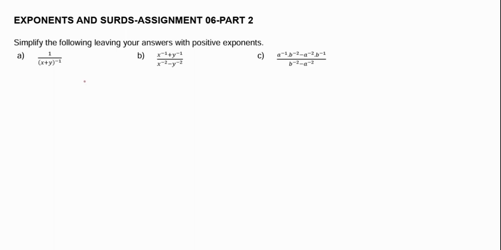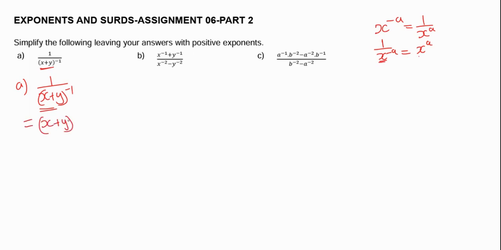Right, let's do these questions. Remember the exponential definition, which says x to the power negative a is equal to 1 over x to the power a. And also 1 over x to the power negative a is equal to x to the power a. Remember those. At a, 1 over x plus y to the power negative 1. This bracket is like the base, so it's like the x here. So it becomes x plus y to the power 1, which is just x plus y.